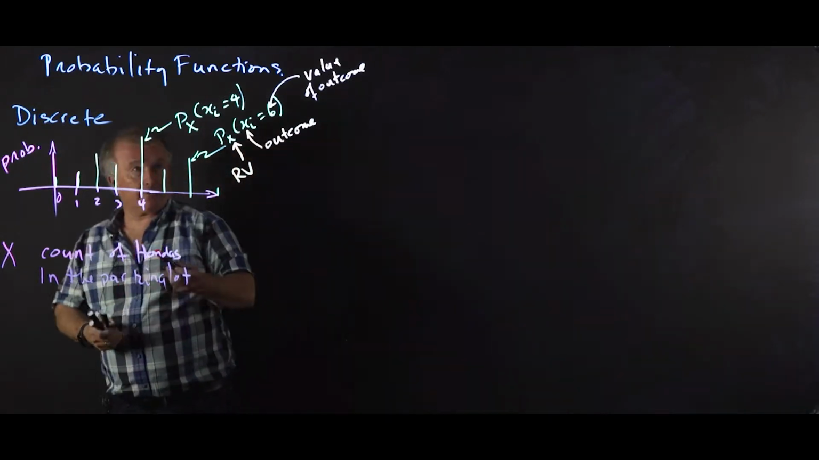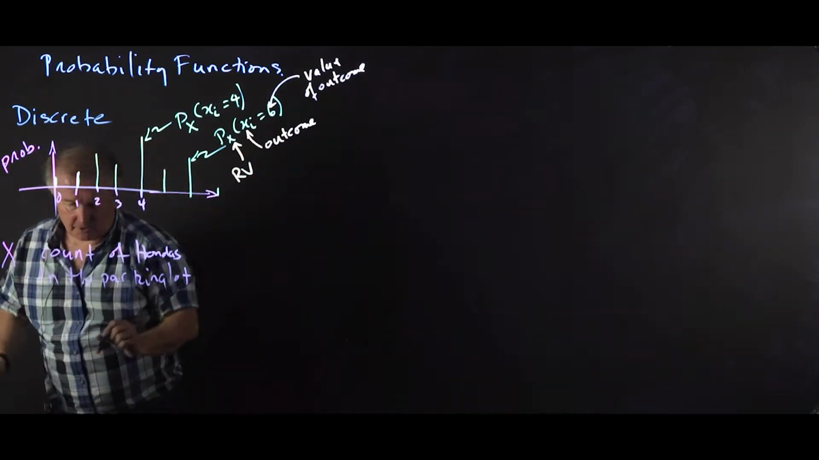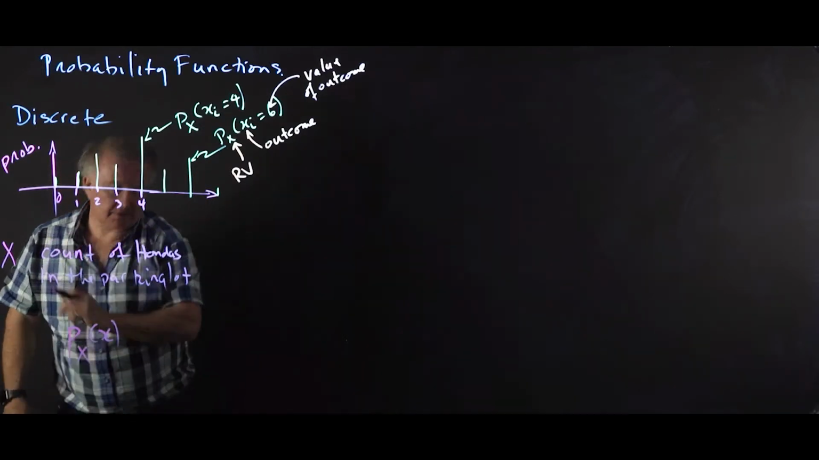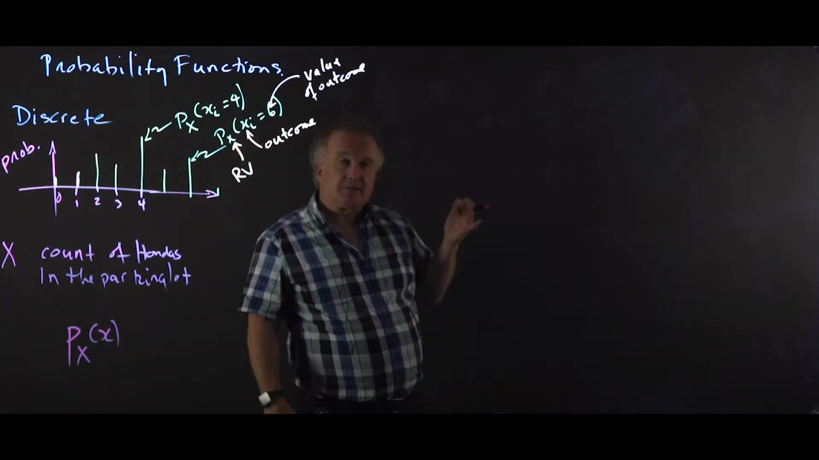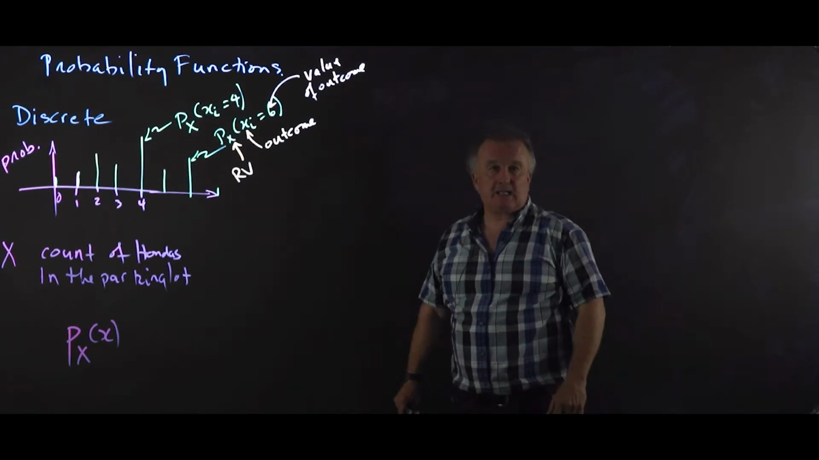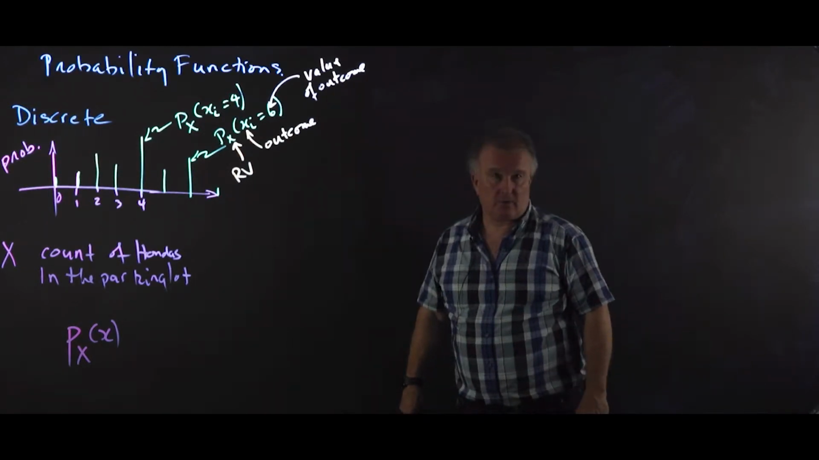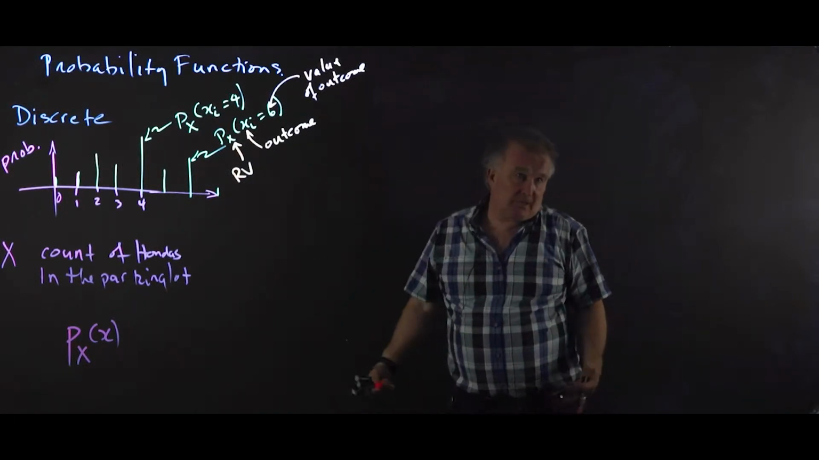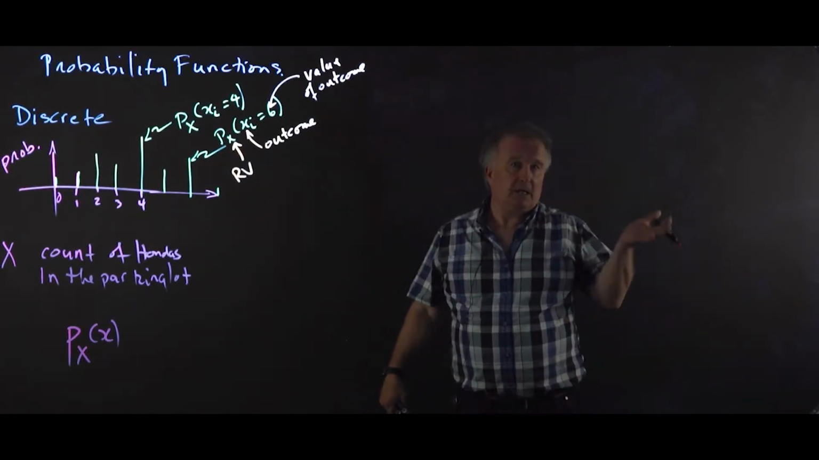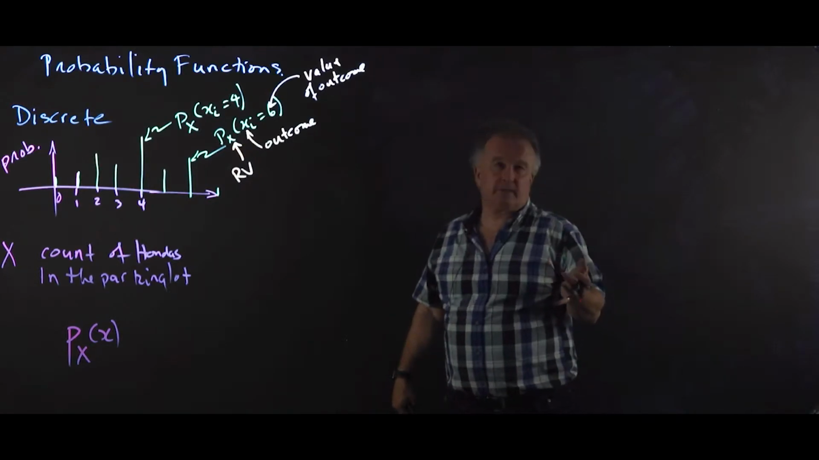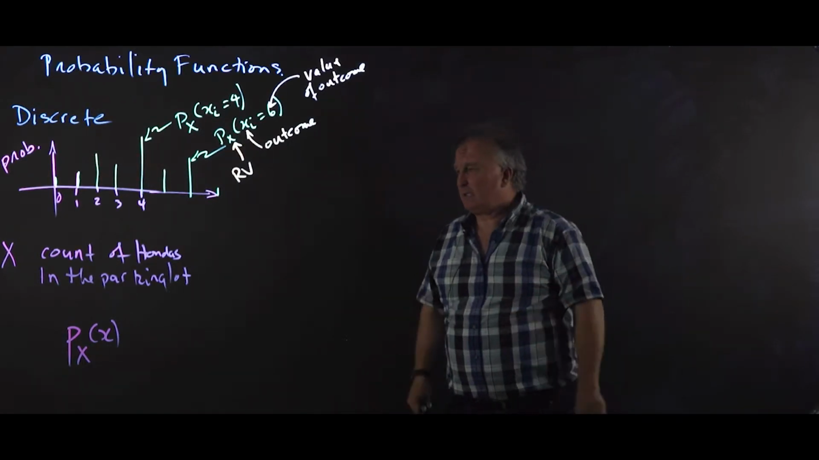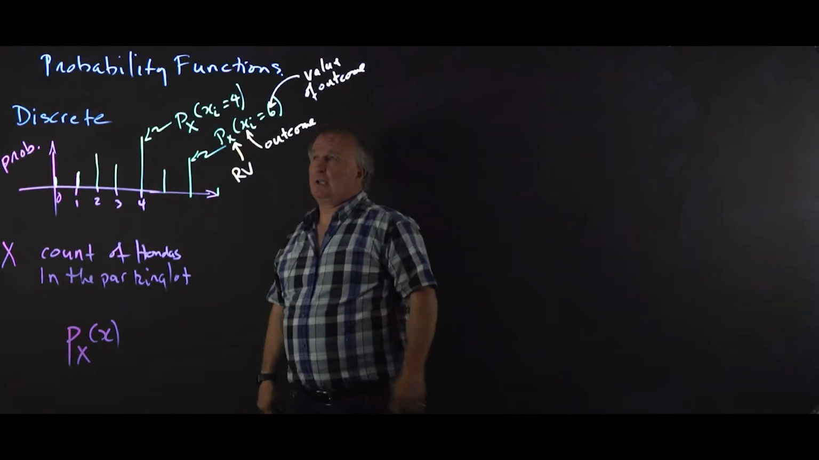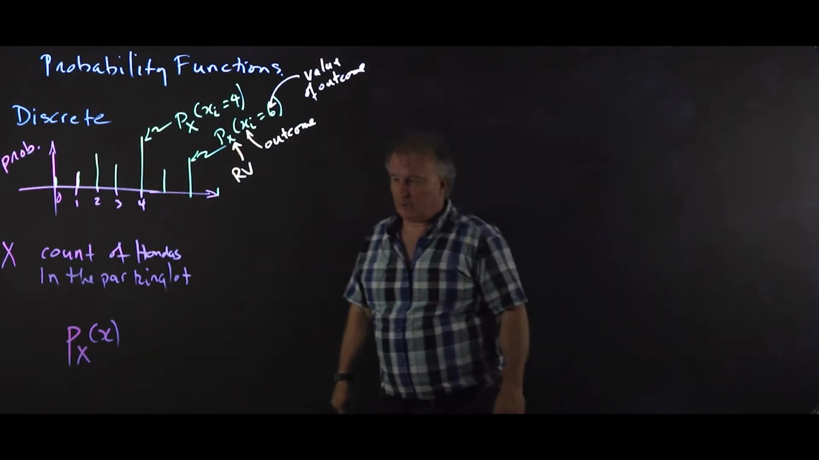What I would have is some sort of a function p_X of x. And sometimes we have a closed form analytical expression for it. But other times, that function essentially might be described by a table of probabilities for different values. So you'll run into both situations. So that's what the probability function looks like for a discrete random variable.